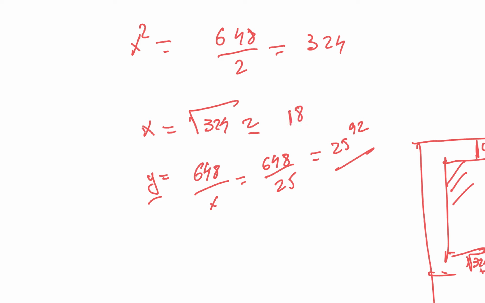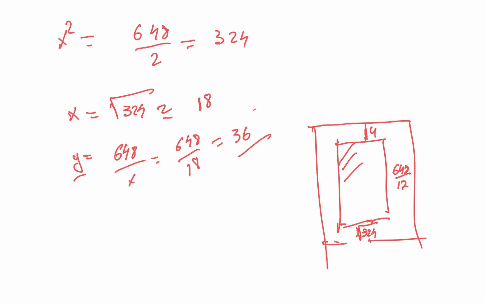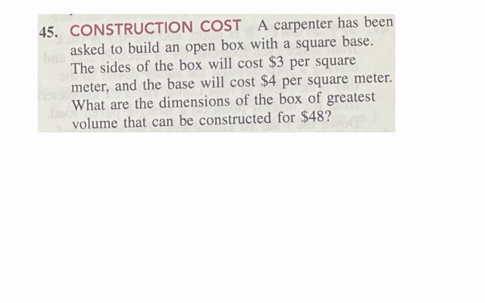And the y is 648 divided by 18, which is equal to 36. So this is the dimension of the page that he has to print to maximize the area, to have 648 square centimeters. Okay, let's go to do problem 45.